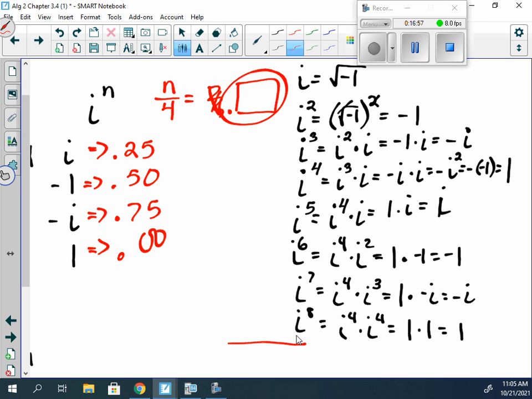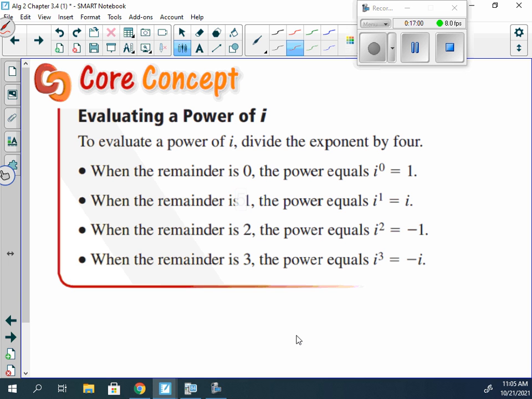And try that again. This here is just another way to look at it. When the remainder is 0, 1, 2, or 3, we will get these here.